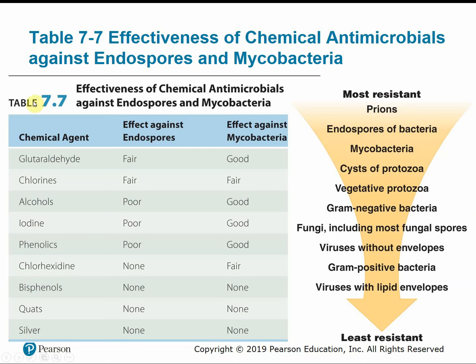This table shows the effectiveness of different types of chemical agents against these highly resistant endospores and mycobacteria. You'll see not all antimicrobial treatments are effective for all bacteria. Alcohols were pretty poor against endospores but relatively good against mycobacteria, whereas chlorines were fair against both. Again, this shows that different types of antimicrobial agents have different levels of effectiveness against different types of microorganisms, depending on their own individual characteristics.